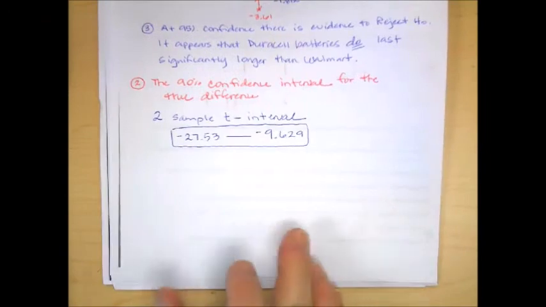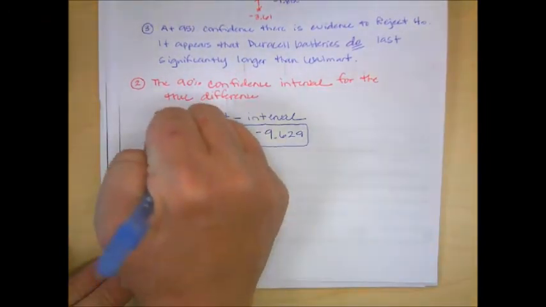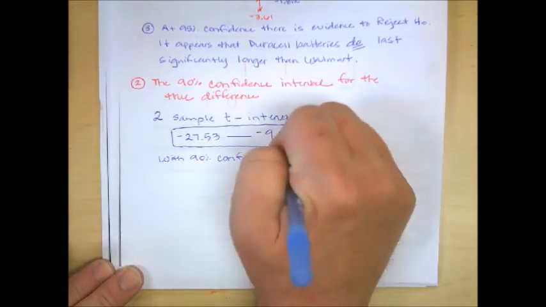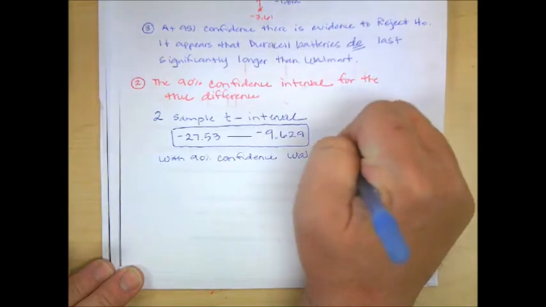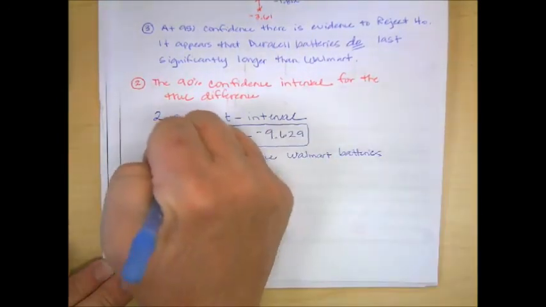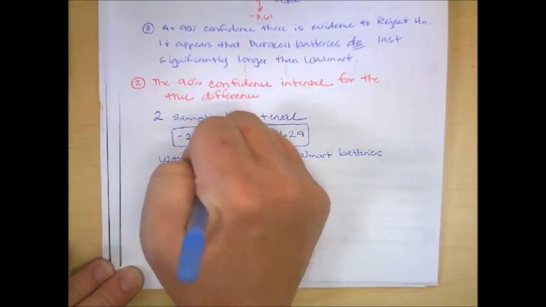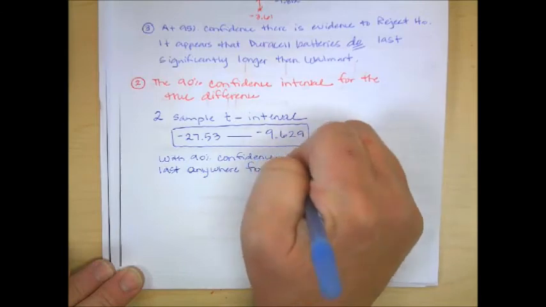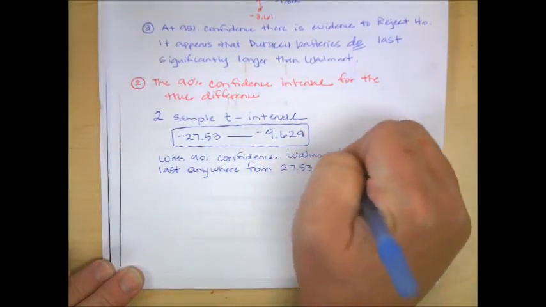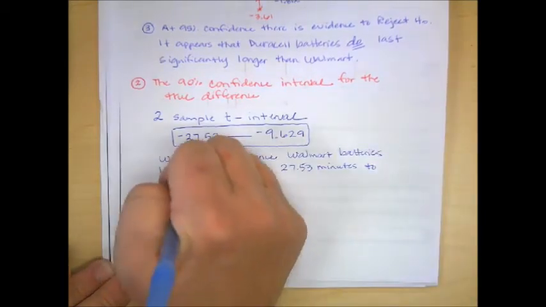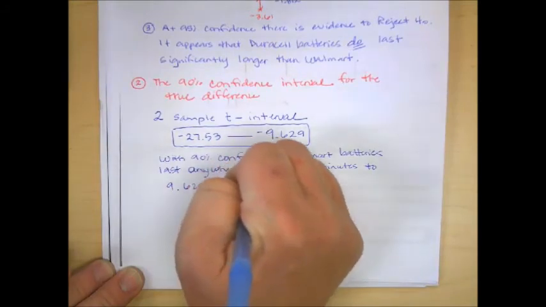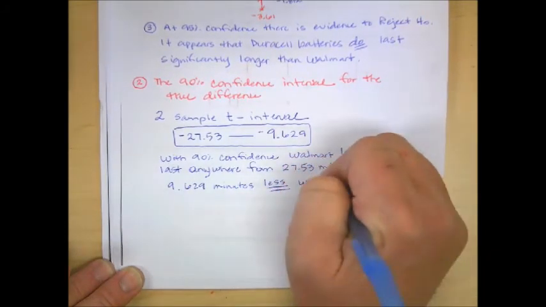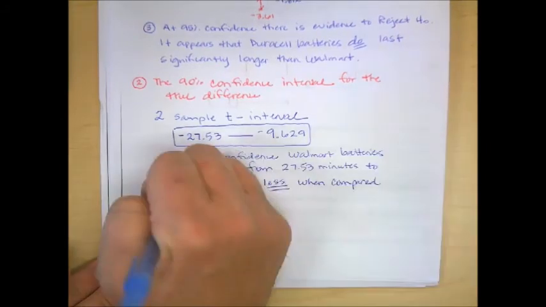So we could say, with 90% confidence, Walmart batteries last anywhere from 27.53 minutes to 9.629 minutes, and since they're negative, it's less, when compared to Duracell.